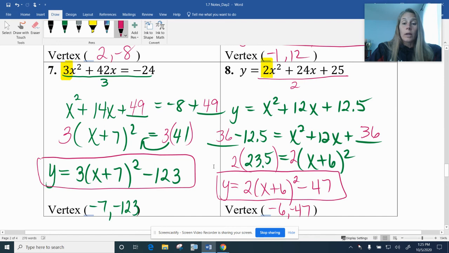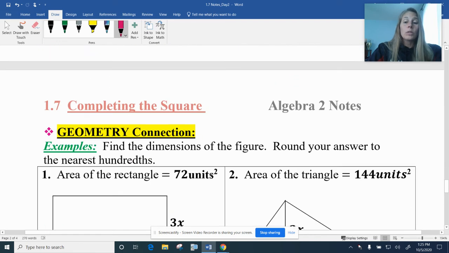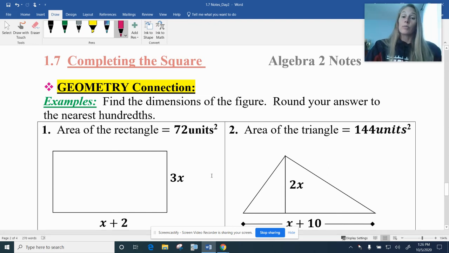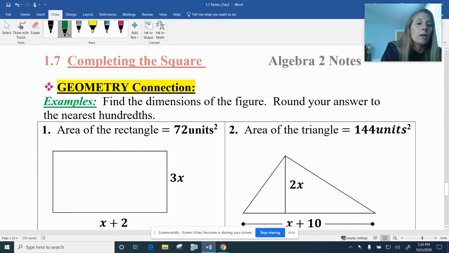Now, lastly, what can you use this for? So if we had a geometry problem where you were given the area and you were given dimensions as expressions, you could sometimes use this method to help you solve for x and then therefore find the dimensions. So we'll do these 2 problems.